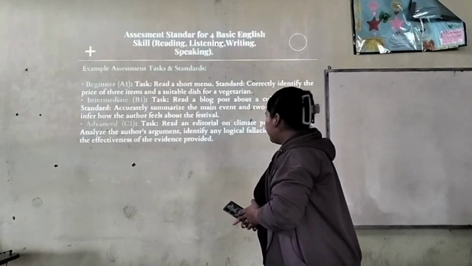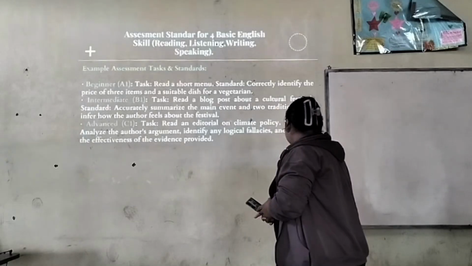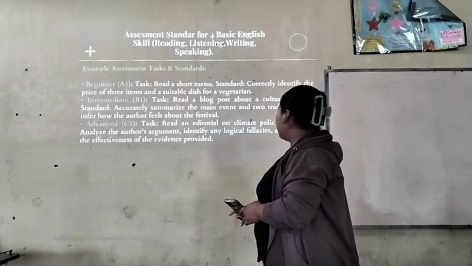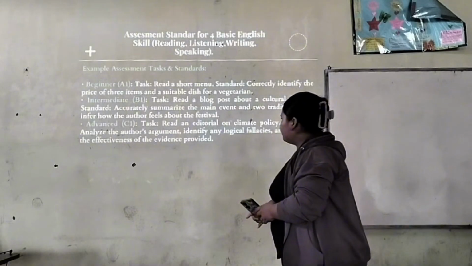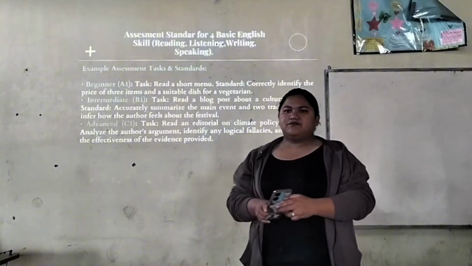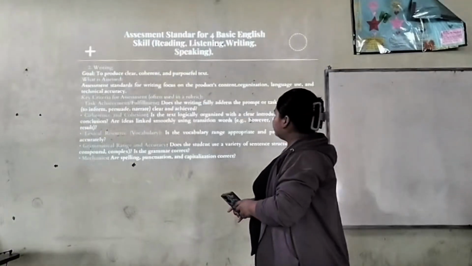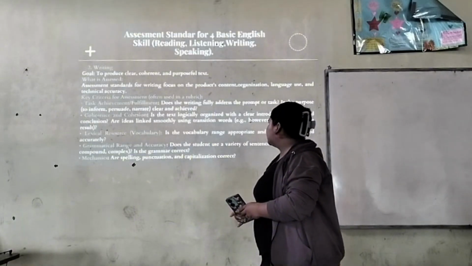And the last is advanced. The task is create an editorial on a proposed policy, and the standard is analyze the author's arguments, identify any logical fallacies, and evaluate the effectiveness of the evidence provided. The second is writing. The goal is to produce clear, coherent, and purposeful text.